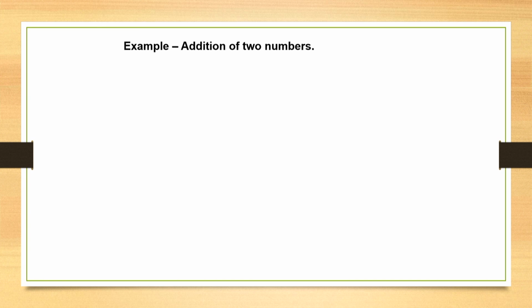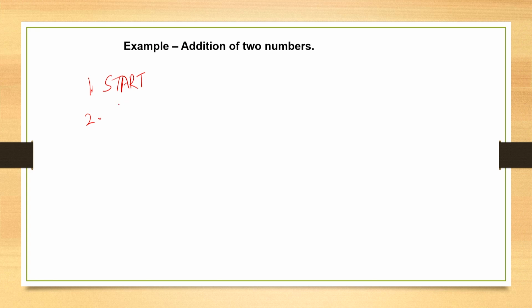Let us take an example for addition of two numbers. So, what we do, first step is start. Then for addition of two numbers, what you have to do? You have to take two numbers. They may be anything; it may be an integer or a decimal fraction, or it may be a positive or negative number.